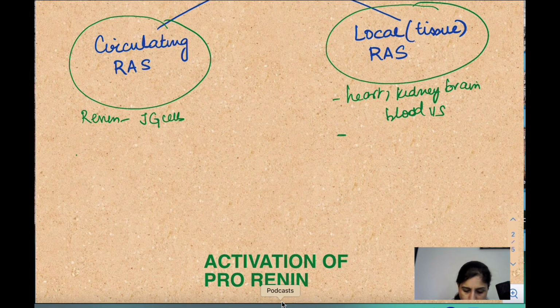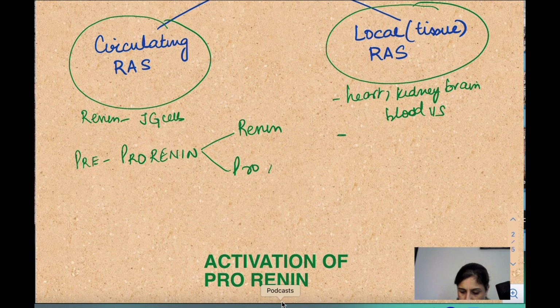इसका precursor होता है pre-prorenin. It is a precursor for renin. Now it is same whether it is local or circulating. So pre-prorenin is first synthesized, and then it breaks down into two components. One is called renin and the other one is called prorenin. Similarly here also, they form renin and prorenin. So initially it was thought that only renin is the active form, prorenin active नहीं है, पर अब देखा गया है कि prorenin is also active.